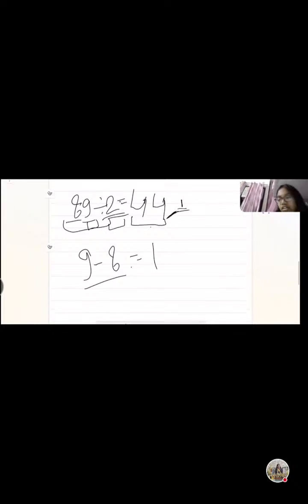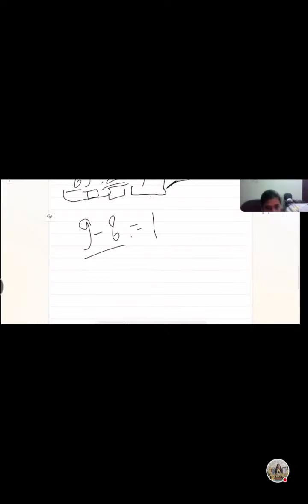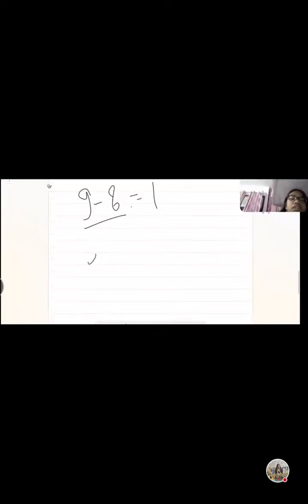Okay? Okay. Now let's take one more example. 98 divided by 2. If we are left with the remainder, we add the decimal point, right? Say it again. If we have a remainder, we add a decimal point. Yes, but not every time.